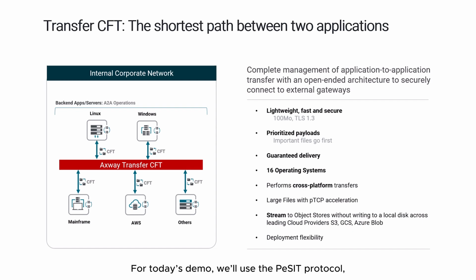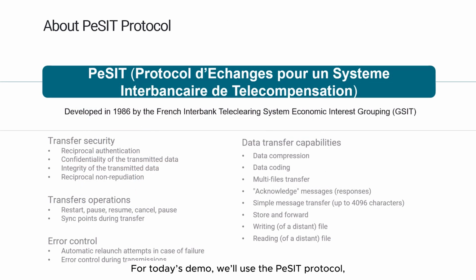For today's demo, we will use the PeSIT protocol, a secure file transfer standard developed in 1986 by the French Interbank Teleclearing System (GSIT) for interbank communication. PeSIT ensures mutual authentication, data integrity, and non-repudiation. It supports advanced features like transfer resume, error recovery, remote file operations, compression, and multi-file handling, making it ideal for robust and efficient data exchange.